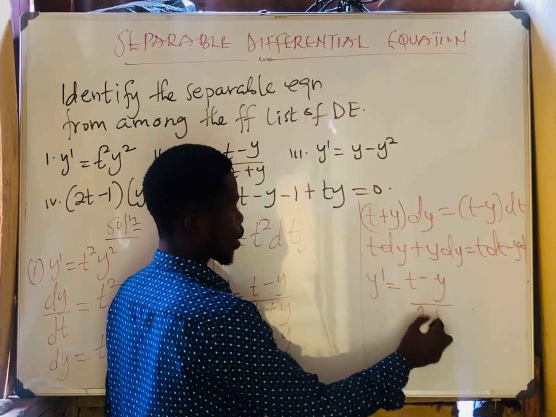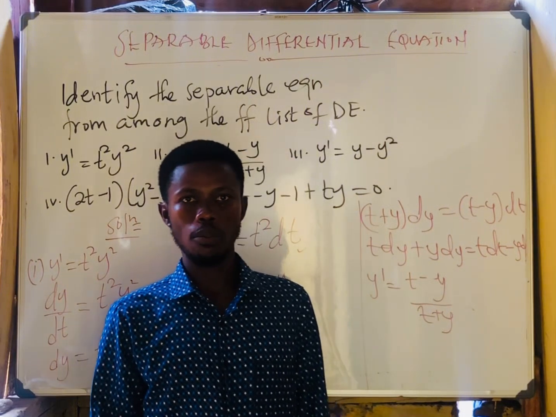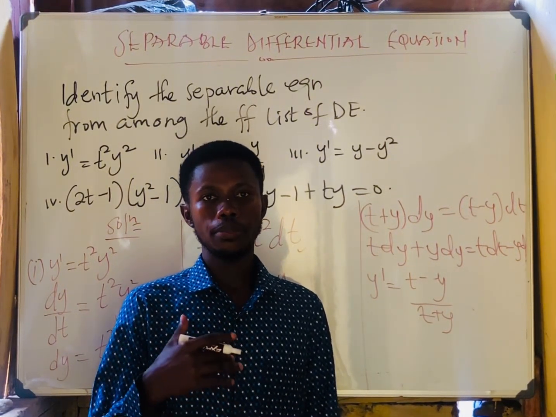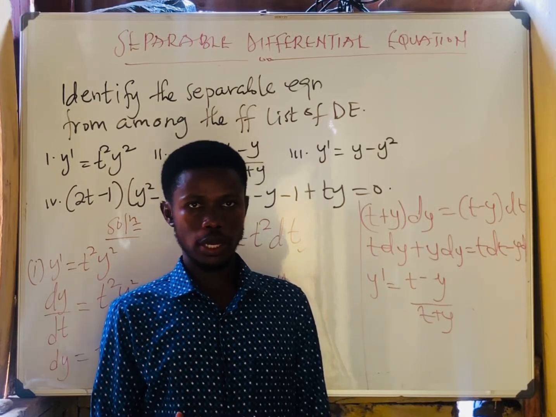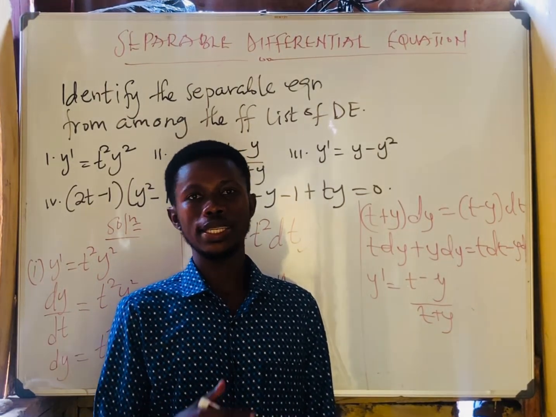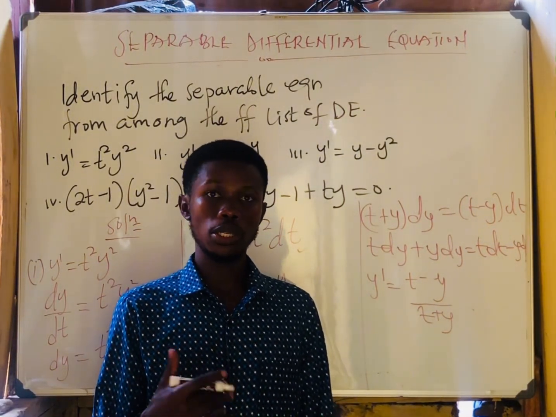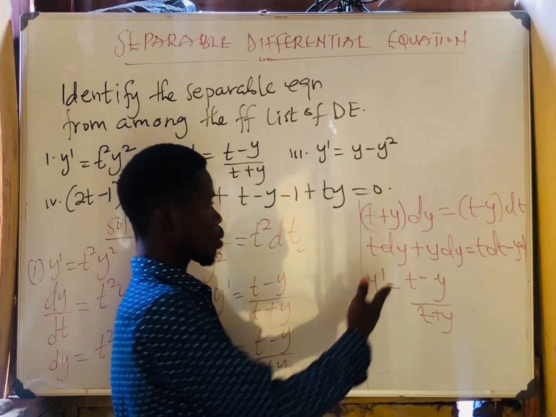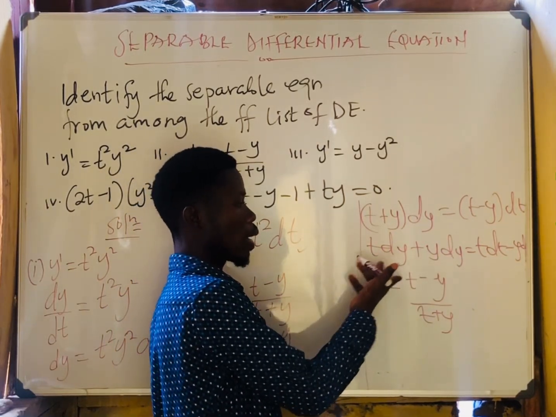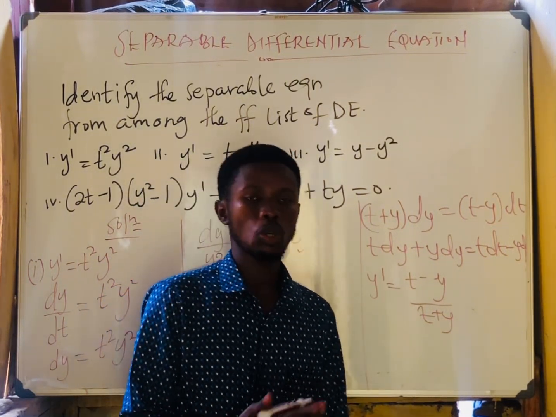over t plus y is not what? Separable. It's not separable. Is that okay? So it can only be separable when we're able to attach the y to a derivative, that's the dy, and we're able to attach the t to a derivative, that's the dt. That's where we say it is what? Separable. You realize that the t and the dy do not go together, and there's no way that we can take it out. Is that okay? So it's not separable.